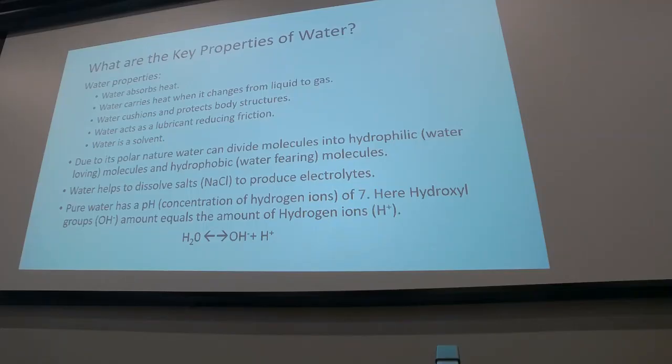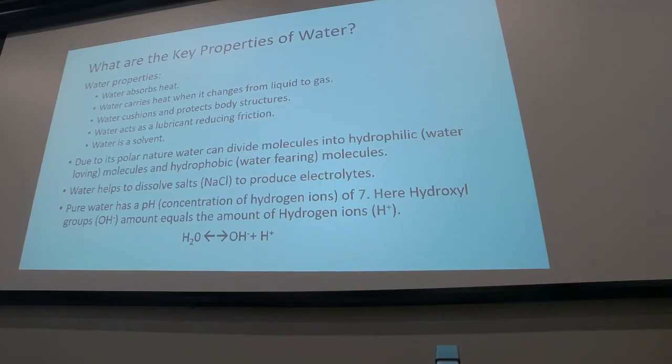Water forms part of several fluids in our body that cushion our body, like pericardial fluid, pleural fluid, and peritoneal fluid. Also, it lubricates to reduce friction, like the watery solution in between the joints that is called synovial fluid. It lubricates our joints. And water is a solvent.